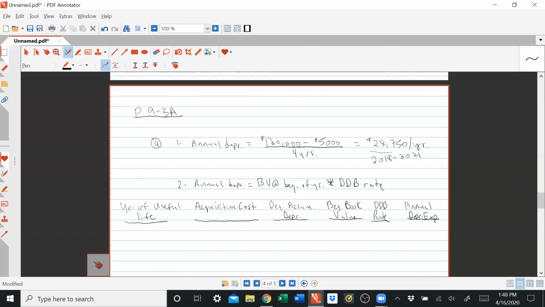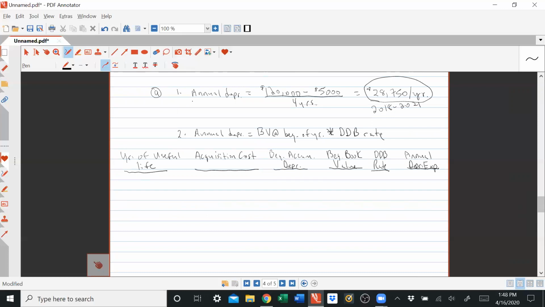For part A, this is the depreciation expense each year for each of these 4 years. For part 1, A, part 1. For part 2, these annual depreciation expense numbers are going to vary. They're going to be different. They're not going to be the same every year. They're going to be greater in the early years and smaller in the later years of the useful life. That's why they call it a declining balance method.